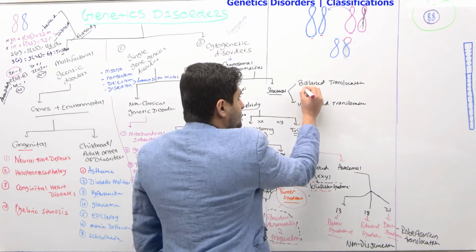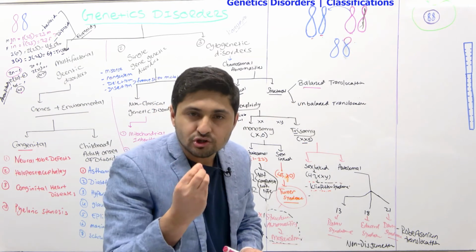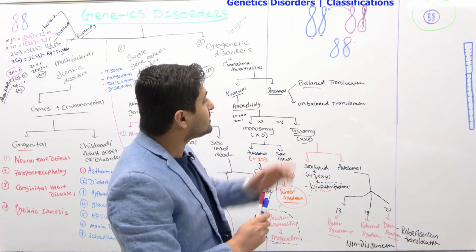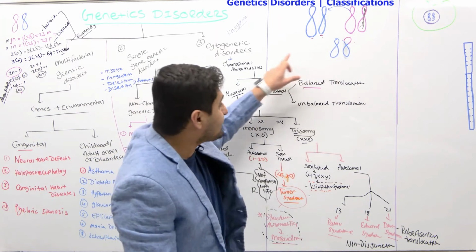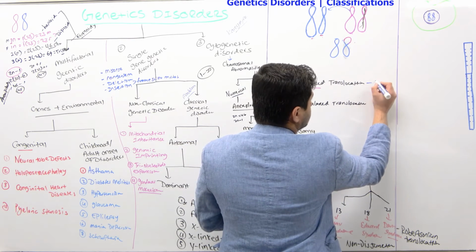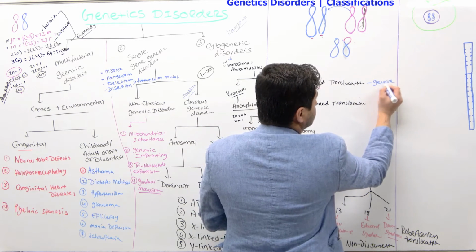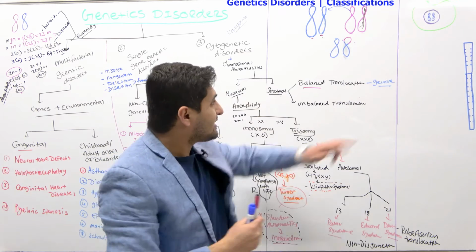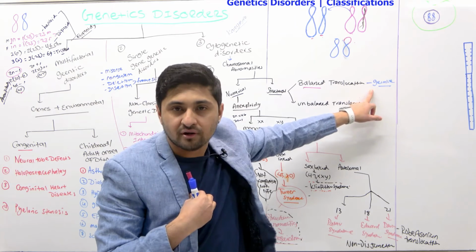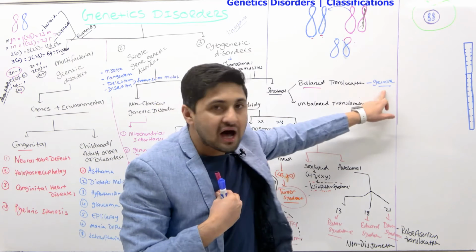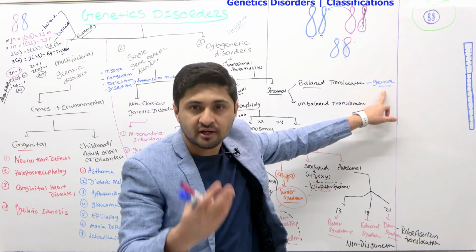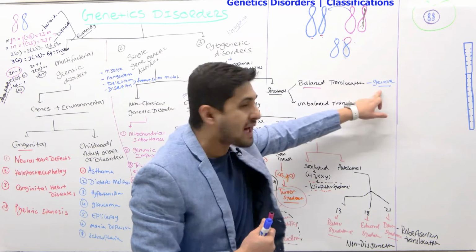So remember, whenever you use the word balanced, this means that there's no gain of additional extra genetic information, or no loss of any genetic information. And if that happens in the germline, that means I would not have a problem, but I can be a carrier. So I can pass it to my offspring, my child. That's what balanced translocation means.